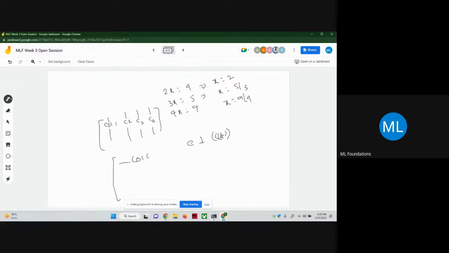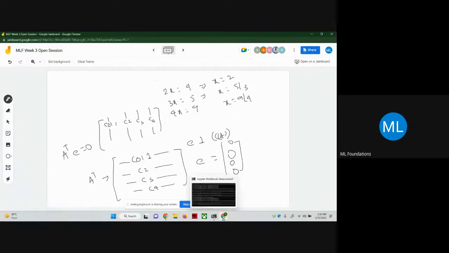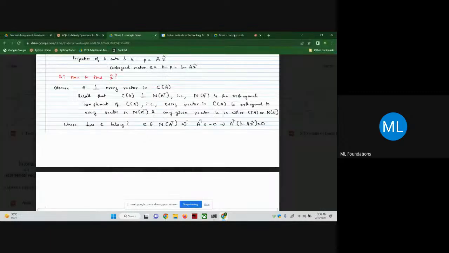this column 1, column 2, column 3, column 4 multiplied by this vector E is going to give you the 0 vector. So how do you get this? This is nothing but A transpose, right? So A transpose E will be equal to 0.